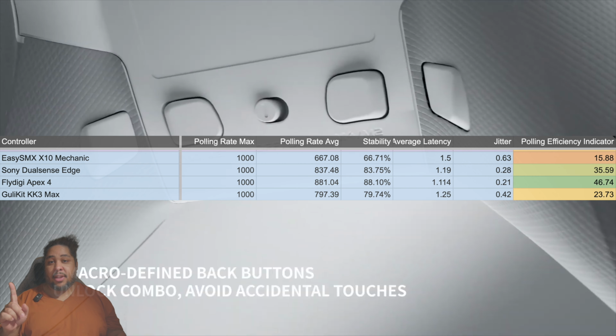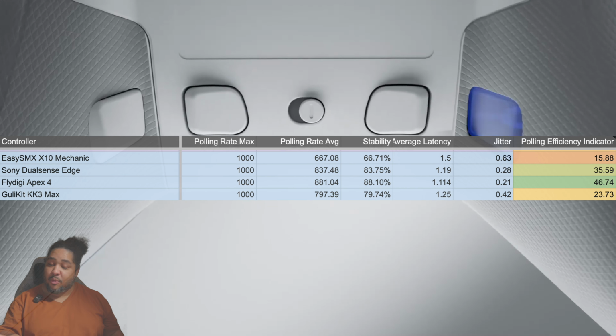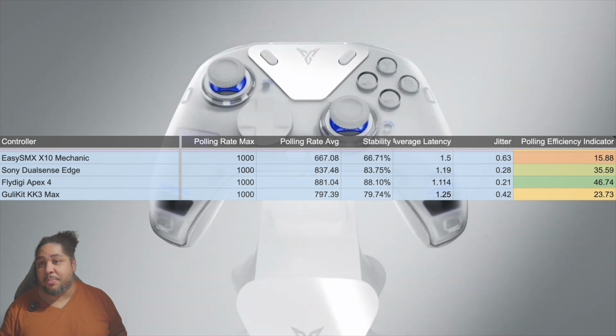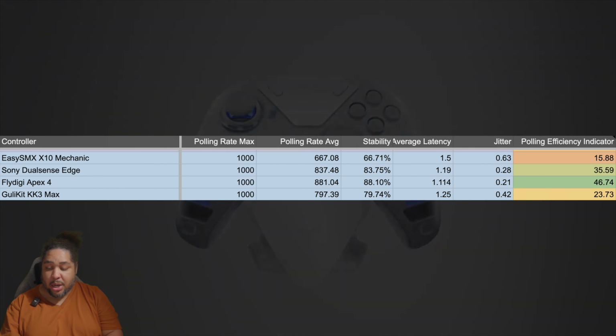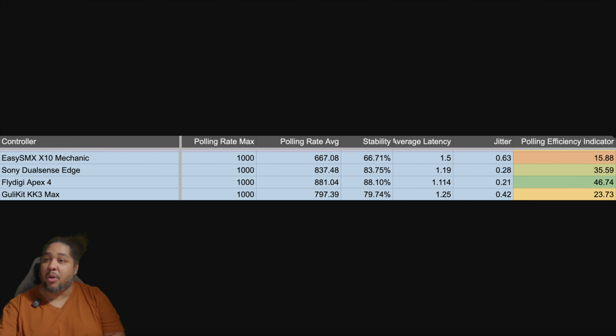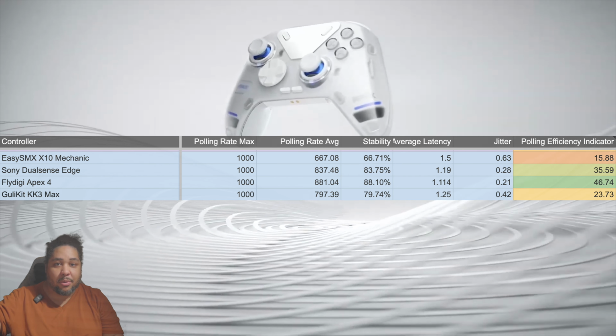Thankfully, it is $159. And what I mean by that is, if it was any cheaper, it would be like, if this is the best bang for your buck, so is the FlyDigi Apex 4, but the ceiling that you have to pay will be higher.